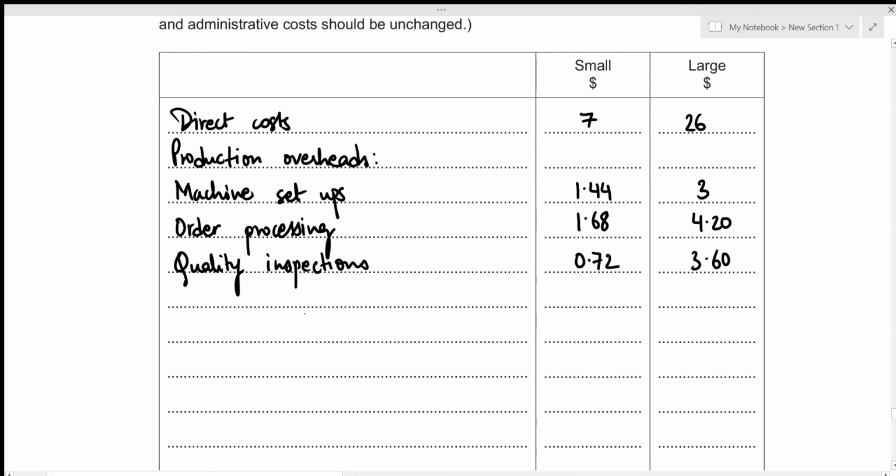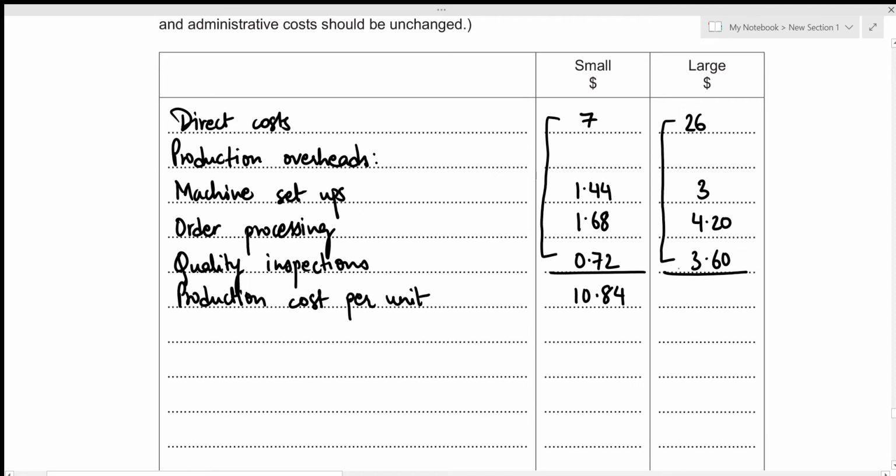Okay, now if we are to add our direct cost to our production overheads, we can figure out our total production cost per unit. So this is just the sum of these four amounts. So that's 7 plus 1.44 plus 1.68 plus 0.72, which results in 10.84. For large, that's the sum of these four amounts. So that's 26 plus 3 plus 4.20 plus 3.60, which results in 36.80.